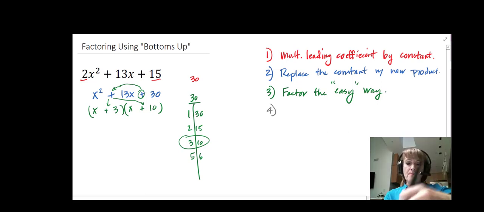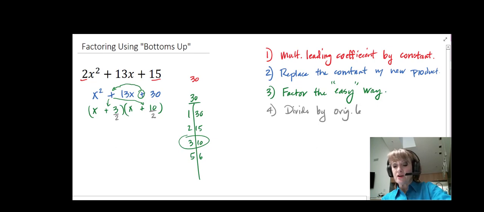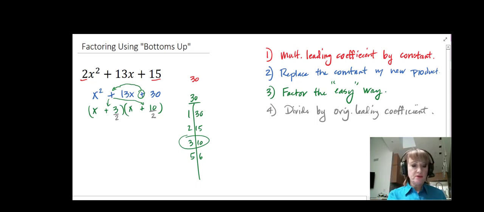So we multiplied in the red step, we multiplied the 2 at the beginning times the 15. So now we're going to go back and undo the multiply. So we're going to divide by 2 the constants that are at the end. We're going to divide the numbers that ended up at the ends of the parentheses by the original leading coefficient. So I'm going to divide by 2.